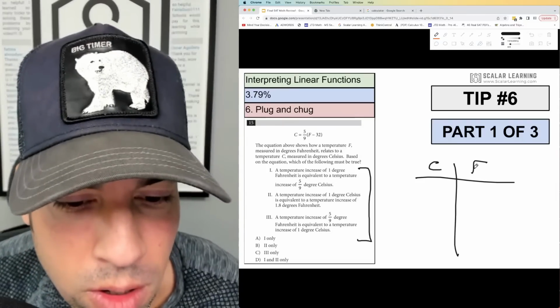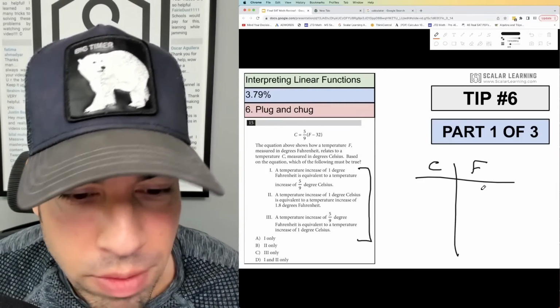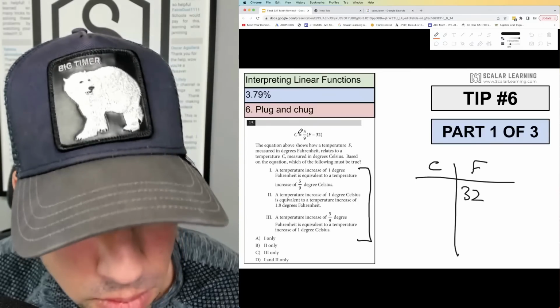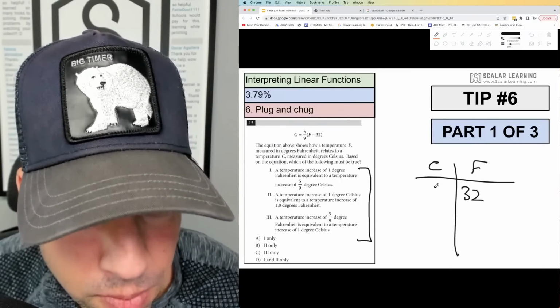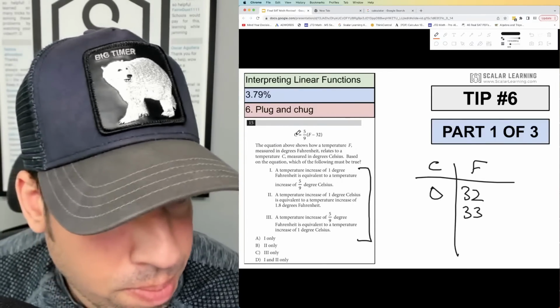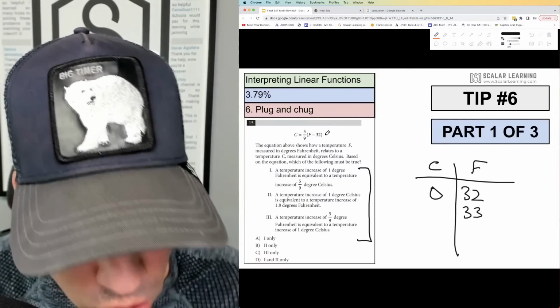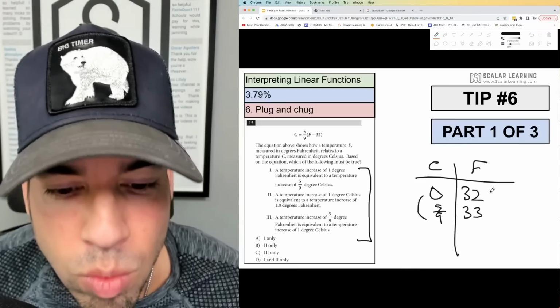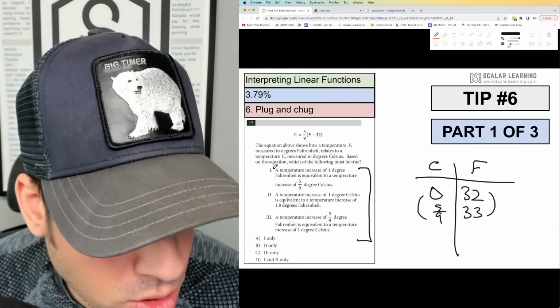Let's choose 2 values of Fahrenheit, easy ones. If Fahrenheit is 32, Celsius is 0. 32 minus 32 is 0. What about 33? That's a 1 degree increase of Fahrenheit. Plug it in. 33 minus 32 is 1 times 5/9, 5/9. Well, look at that. 1 degree up here went up 5/9 here. This is true.